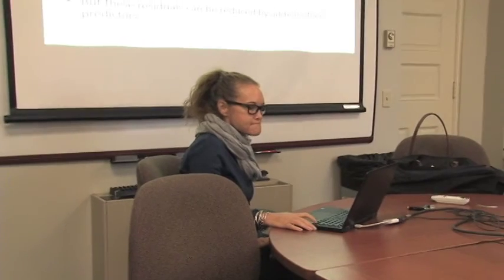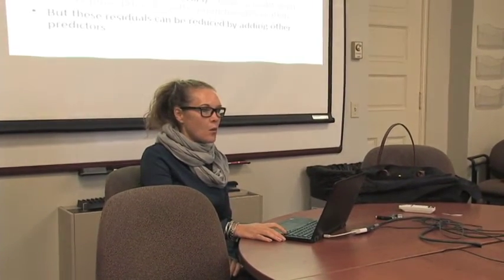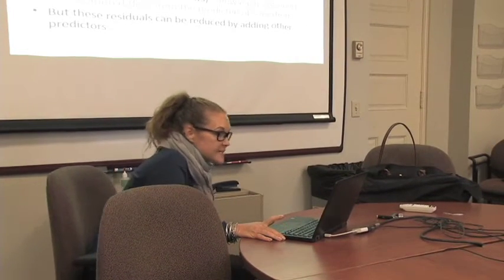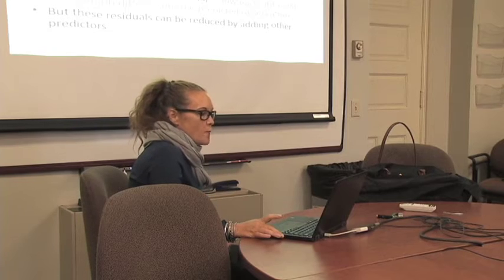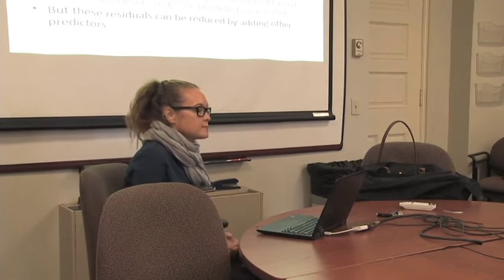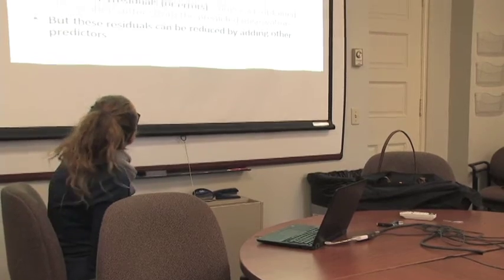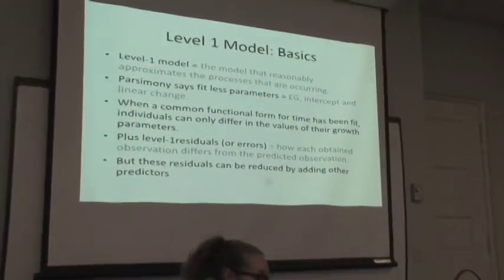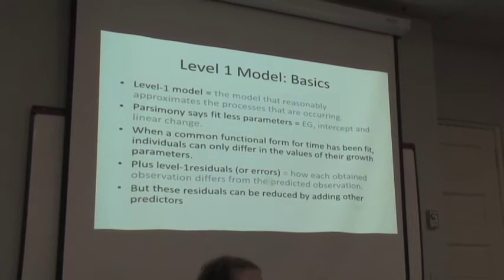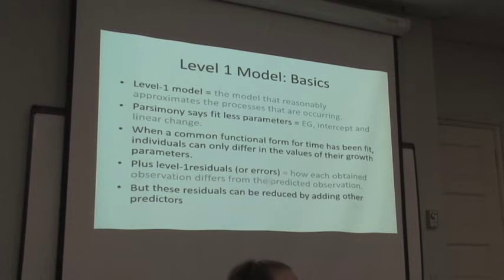Okay, so moving into level 1 and level 2 model basics. Level 1 model is the model that reasonably approximates the processes that are occurring. Typically, we're looking at the intercept and linear change. When a common functional form for time has been fit, then individuals can only differ in the values of their growth parameters, right? Plus error.